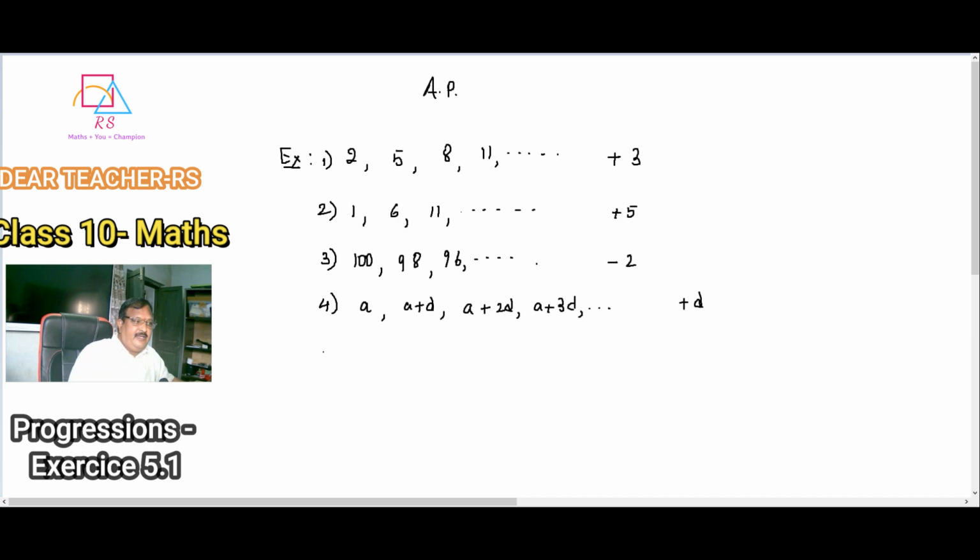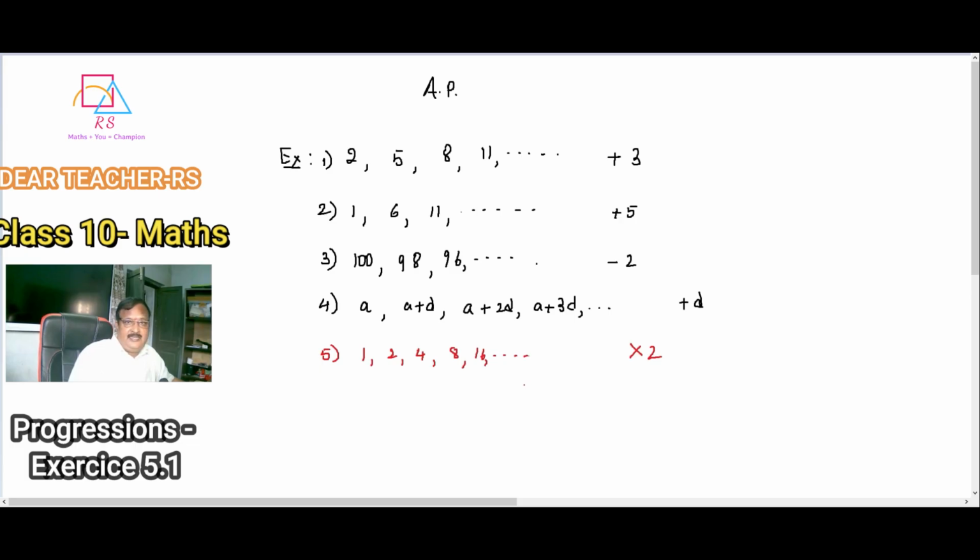Now try to understand which are not APs. I'll write them in red color. These are not APs: 1, 1 into 2 is 2, 2 into 2 is 4, 4 into 2 is 8, 8 into 2 is 16. So here it is multiplication by 2. So this is not an arithmetic progression, but this is a progression.